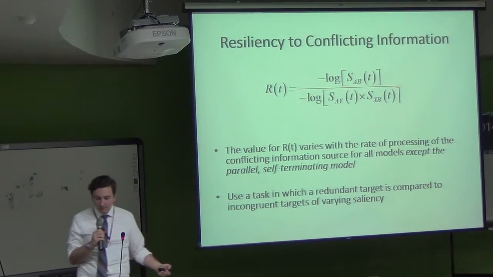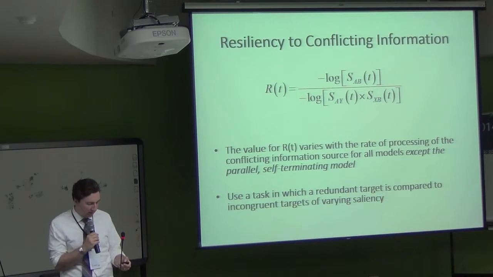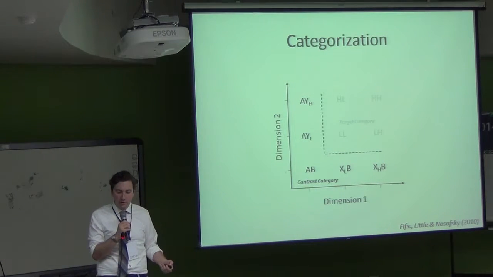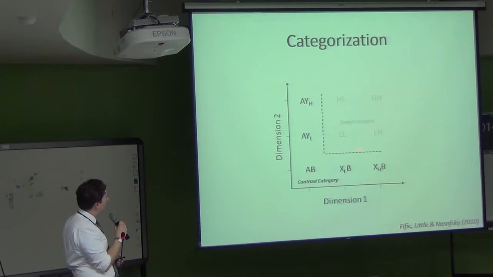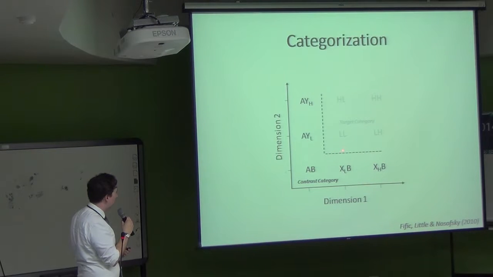So to actually test this, what we need to do is use a task in which the redundant target, so this target here, the double target, is compared to conflicting targets, which have varying degrees of saliency of the conflicting information. And the task I'm going to tell you about is pretty much identical to the one Mario had just introduced. So here we have a particular target category where we have a factorial manipulation of information. I've given them these labels here to indicate just how difficult it is to sort of reject each of these items or make a categorization decision compared to each of these boundaries.